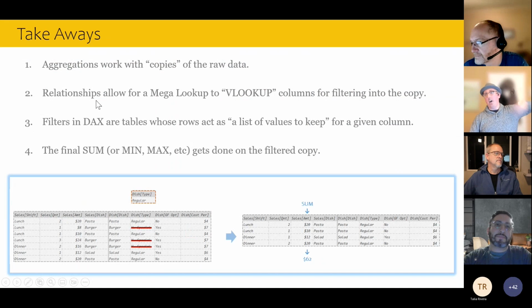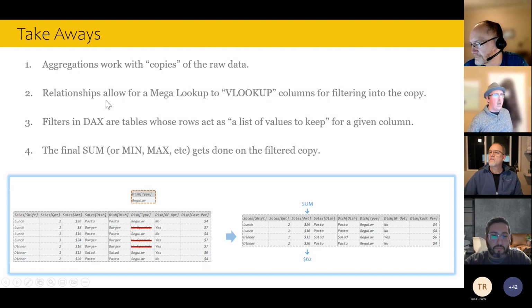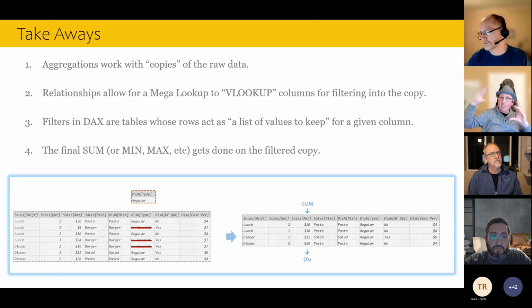Before Q&A, let's do some takeaways first, right? Stuff that you might not guess if you're just learning DAX for the first time. These aggregations and really anything in DAX is working with copies of the raw data. Logical copies if you prefer, table values if you prefer, but you're not working with the tables directly. You're always working with sort of a copy, right? The relationships allow for that mega lookup, which is going to VLOOKUP all those extra columns into your copy of the table. And by tacking them on, the filters have something to grab onto.